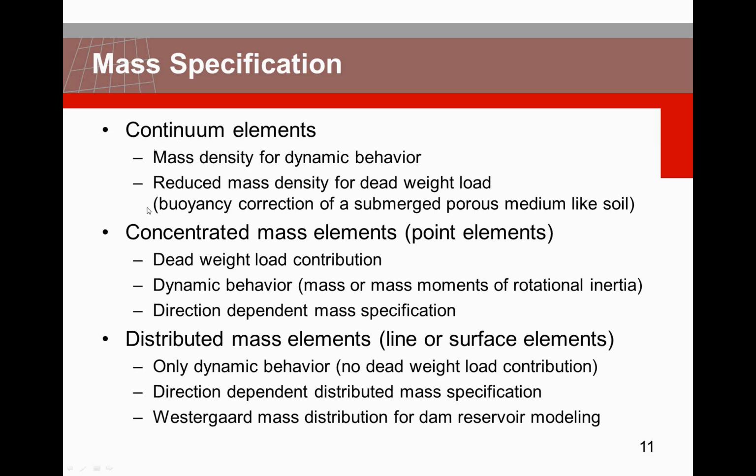For some soil-related models where you want to do a buoyancy correction, you can have a second mass density, called reduced mass density, and that will be used only for the dead weight load. So in that case, you have to define both your mass density and a reduced mass density if you want to take the buoyancy correction of submerged media like soil into account. If you're just dealing, for instance, with concrete or steel, you will only specify a mass density. The reduced mass density is typically for soil and other porous media.